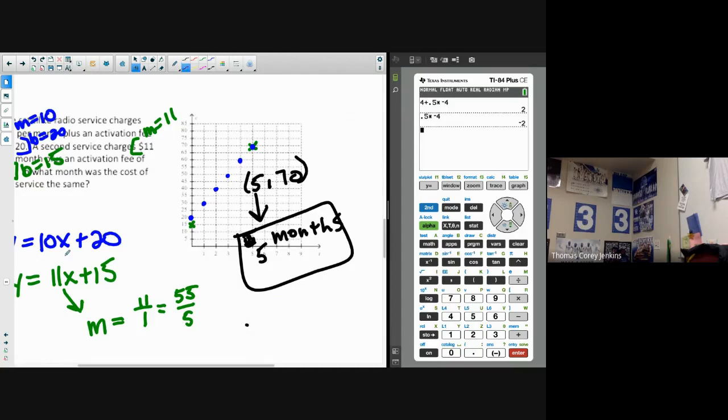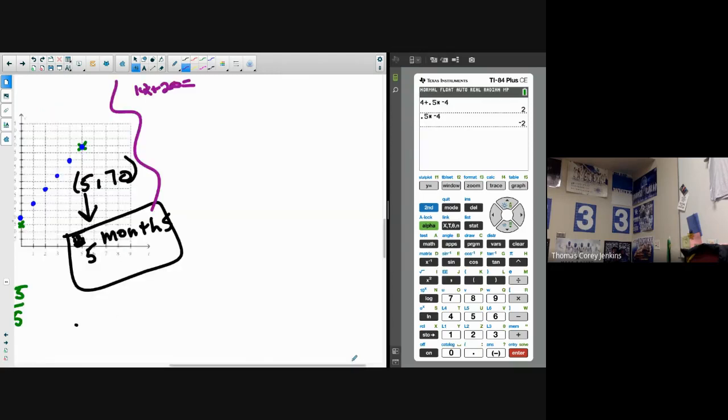So this would be kind of another approach to get the same answer. If I did 10x plus 20 and set that equal to 11x plus 15, and again, this kind of previews one of our next lessons, and solve it real quick. So I'd do minus 10x to both sides. That's going to give me 20 equals x plus 15. Then subtract 15 from both sides. It'll give me 5 equals x. Right? Which we know is the answer. Okay? So that would work as well.